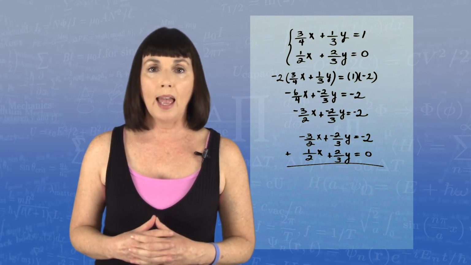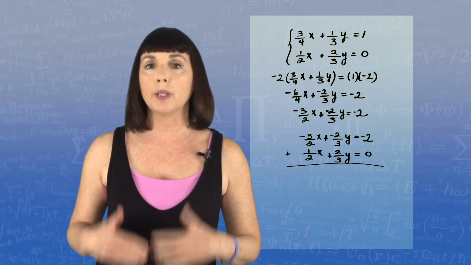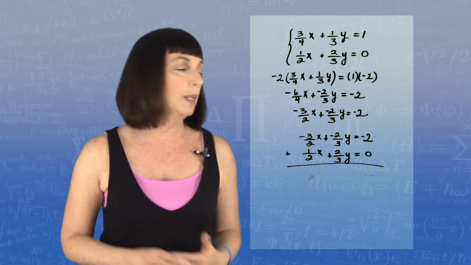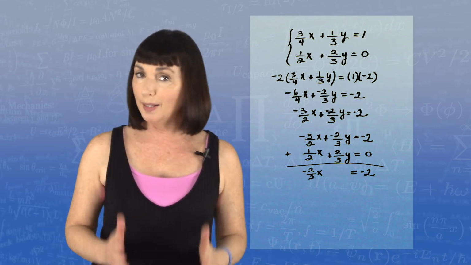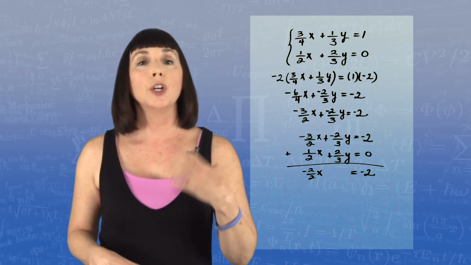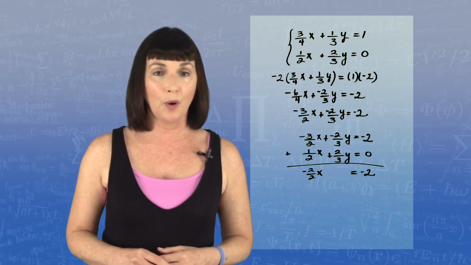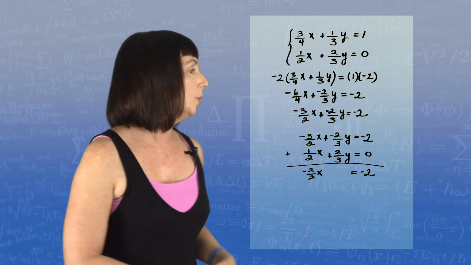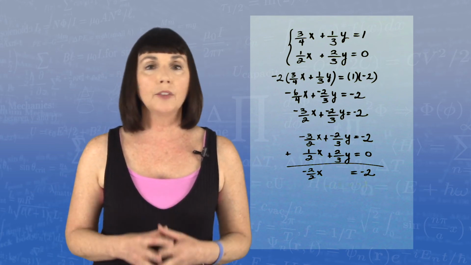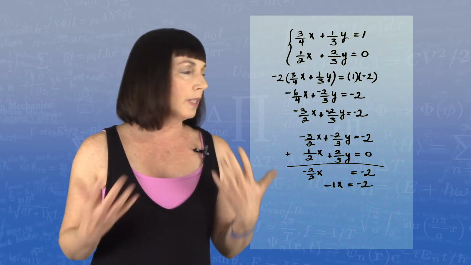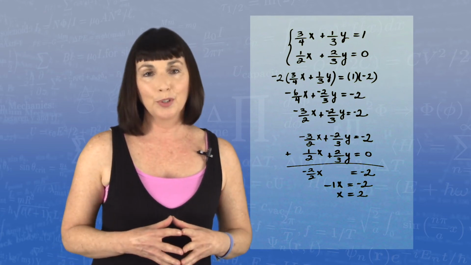Okay, so I have -3/2 x plus 1/2 x. That gives me -2/2 x. My y terms cancel out because I have 2/3 y plus -2/3 y. And that's equal to -2 plus 0, which is just -2. So that gives me -1x equals -2, or x is equal to 2.